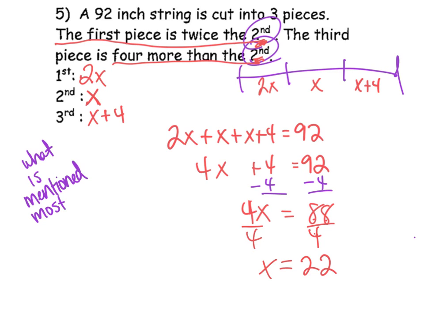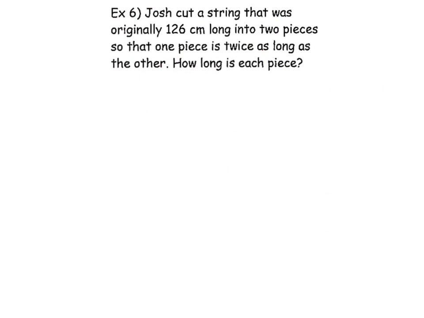Do the division in your head. Okay, but I'm really not done. So close, so close. X is 22. 2x. 2 times 22. 44. What's the third piece? 22 plus 4. 26. Yes, you're right. Okay.